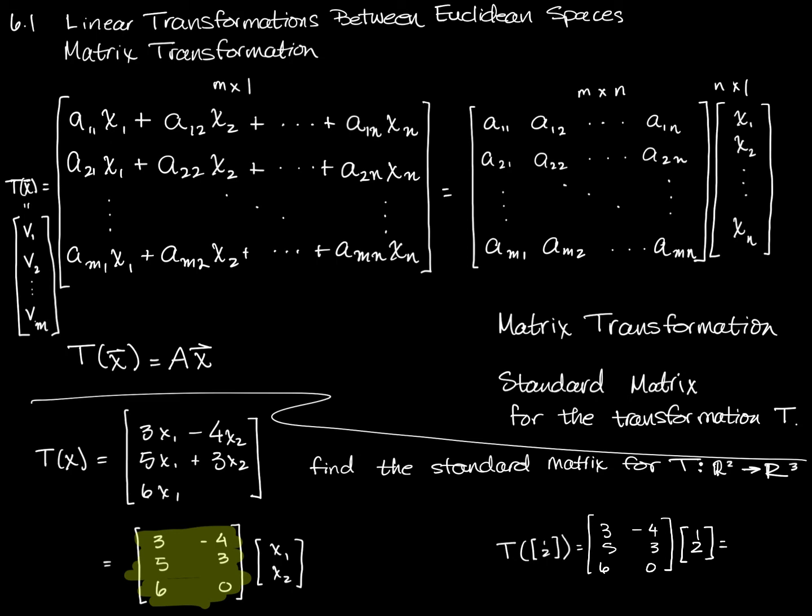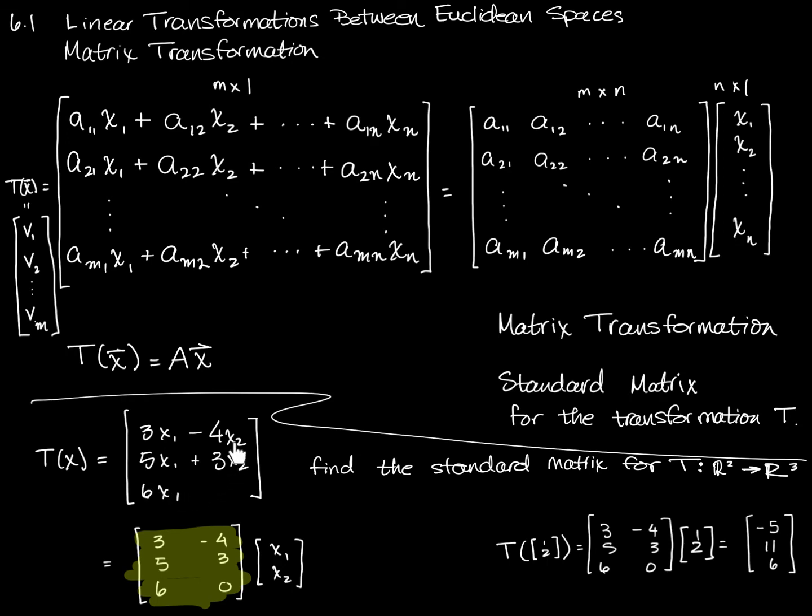When I do this matrix multiplication, I get 3 times 1 plus negative 4 times 2. That's 3 minus 8, which is negative 5. 5 times 1, which is 5, plus 3 times 2, which is 6. That's 11. And 6 times 1 plus 0.